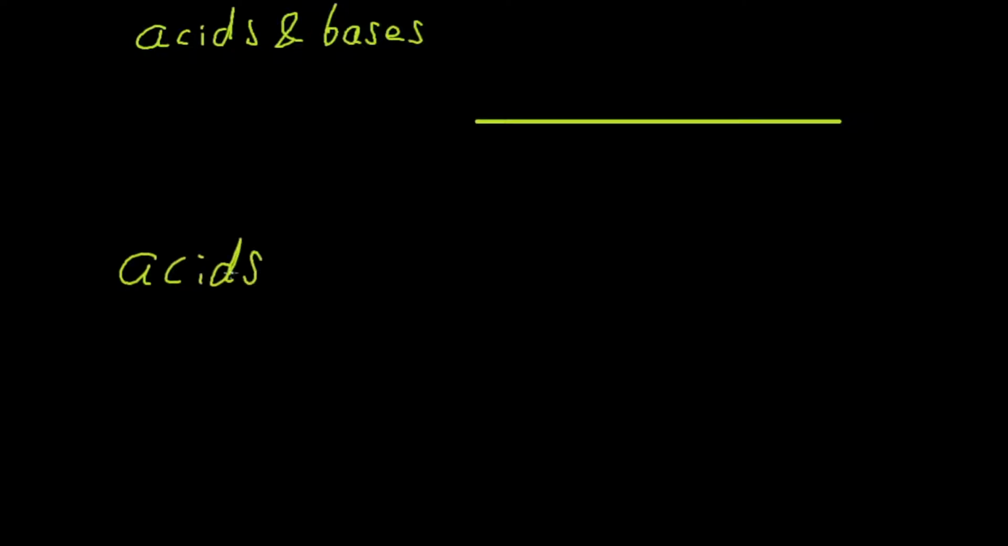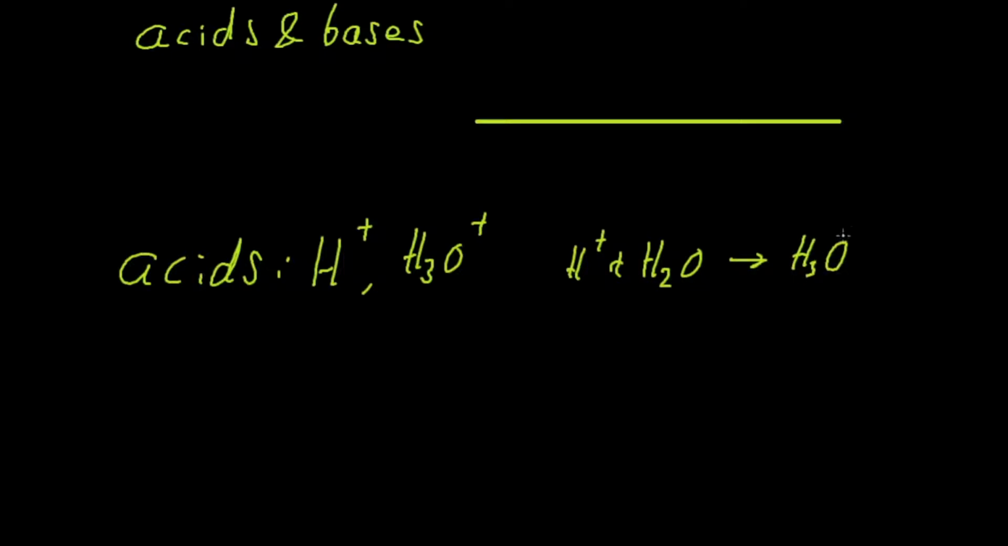Acids are compounds that release H plus ions, which sometimes is also denoted as H3O plus because it's in water, and then the H plus reacts with the H2O like this to form the H3O plus ions. It does this because the oxygen is very electronegative, so it wants to attack this positive ion.